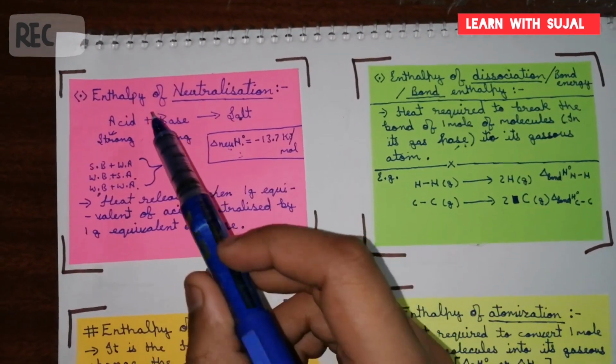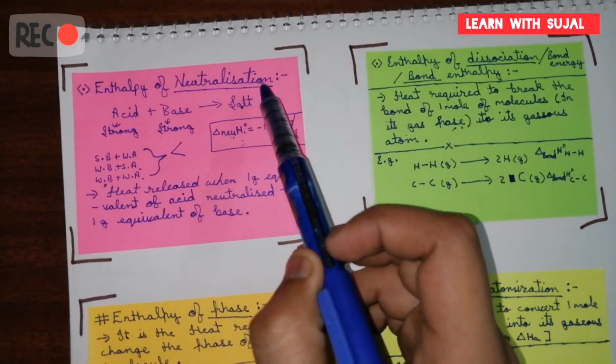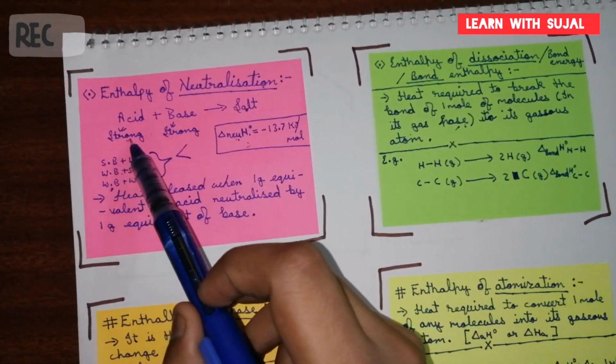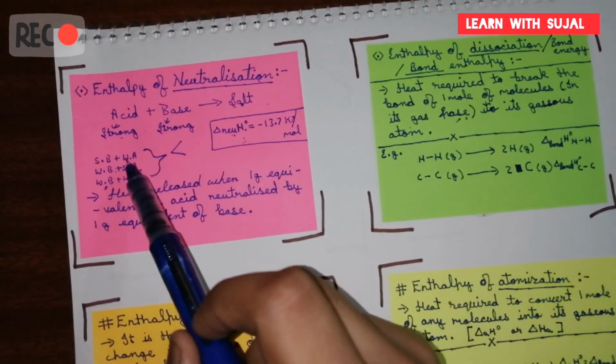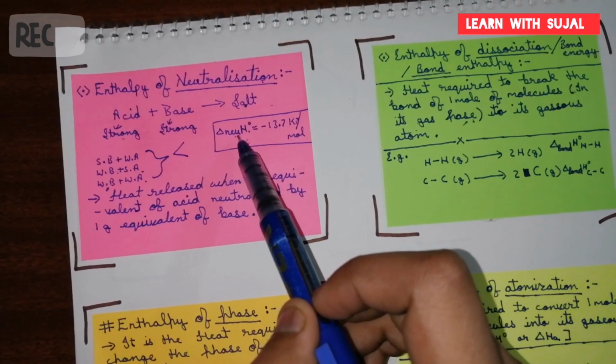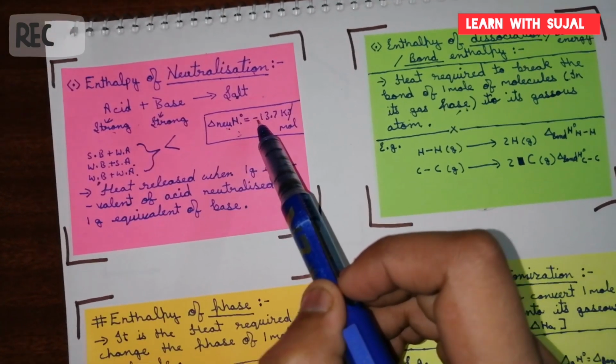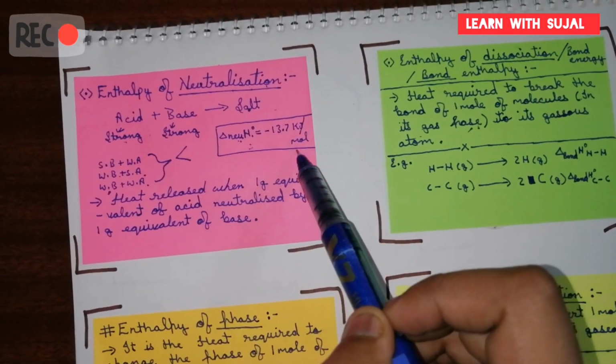So let's discuss the third enthalpy, enthalpy of neutralization. It is made for strong acid plus strong base giving the salt. So it has a constant value. Delta H neutralization is equal to minus 13.7 kJ per mole.